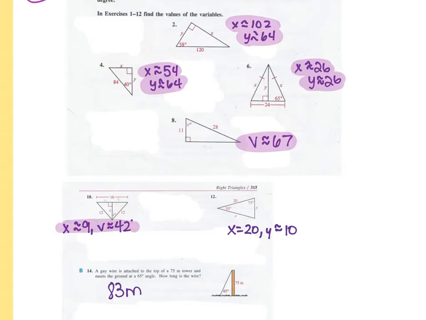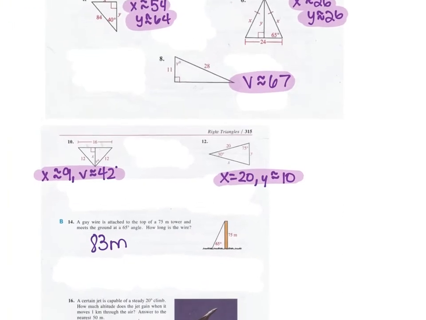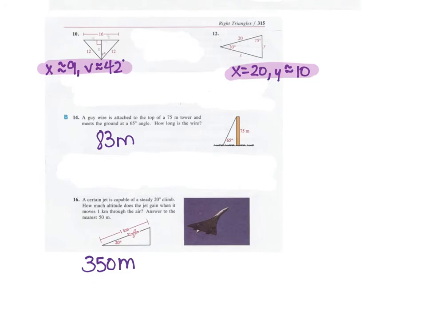10, x is 9, v is 42. 12, x is 20, y is 10. 14, 83 meters. 16, 350 meters. So this got into a little bit of the word problems, except it gave you the diagram. What's the difference? On your test, you're going to have to draw your diagram. Questions on those?